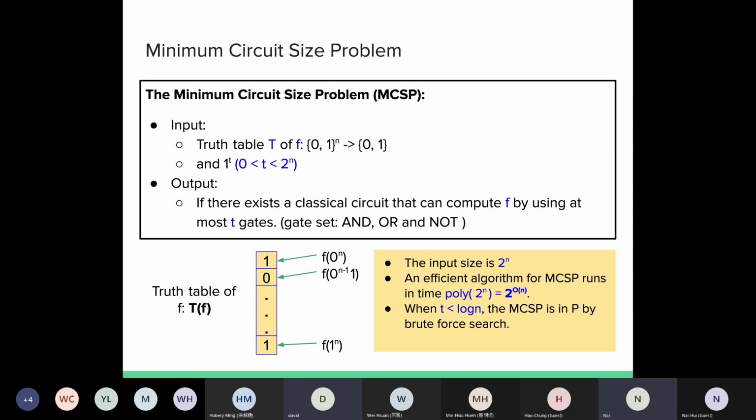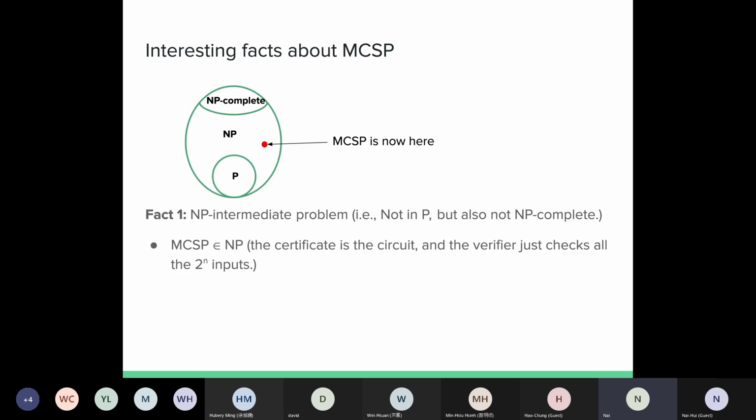And this is also a very good question because this decision problem is already hard, as we will see later. And actually its search problem could be even harder. So we will see some connections later. But just keep in mind, right now we only need to decide whether there exists a circuit that uses at most t gates or not. Okay, so let me go to the next slide.